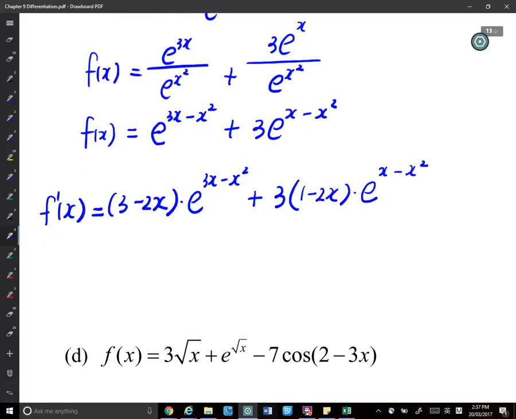So you can leave your answer like that, unless the question says you must simplify or you must make it into a particular version. Otherwise, that's the correct answer.